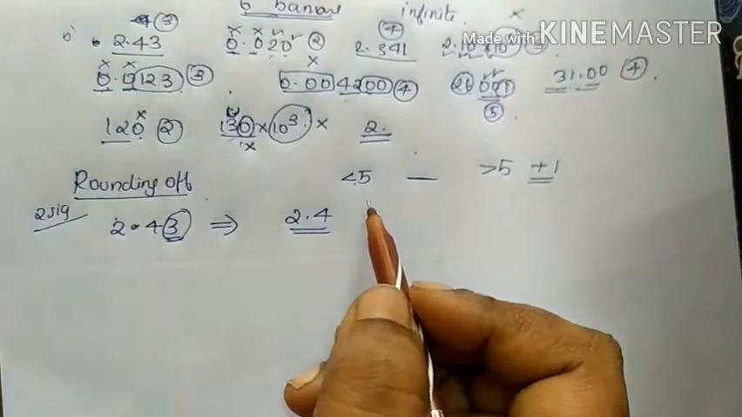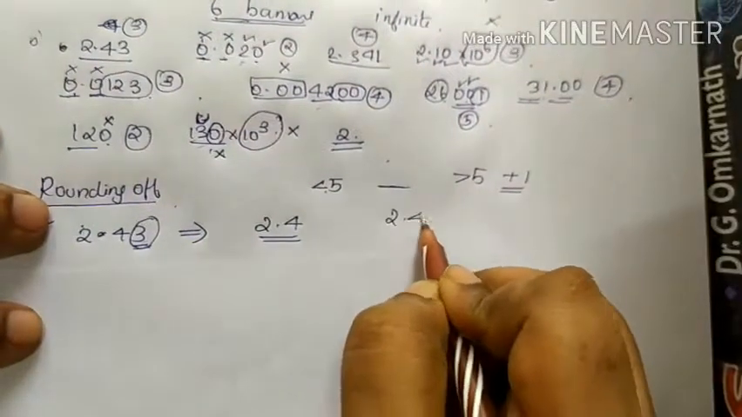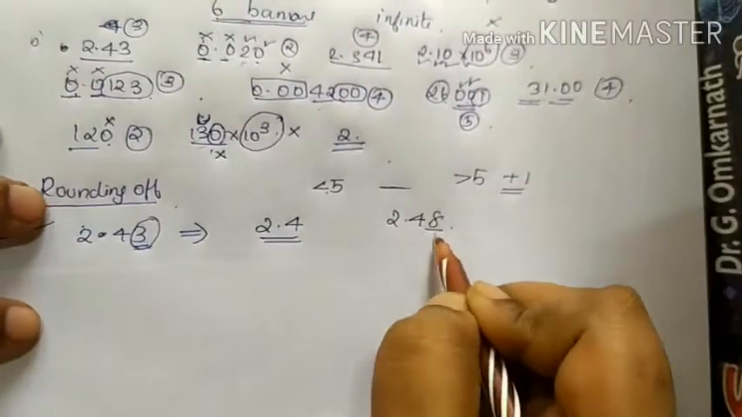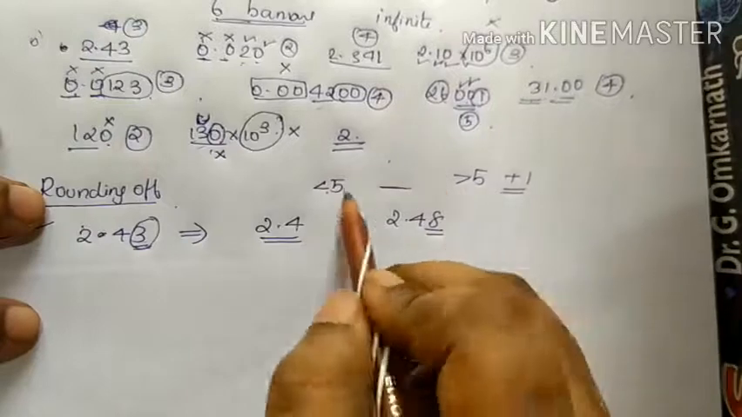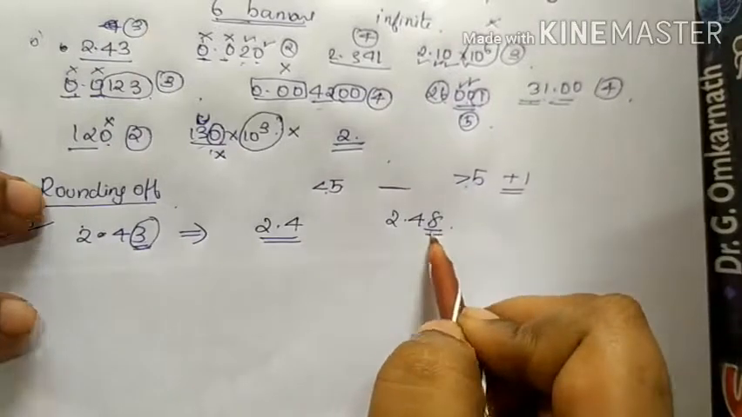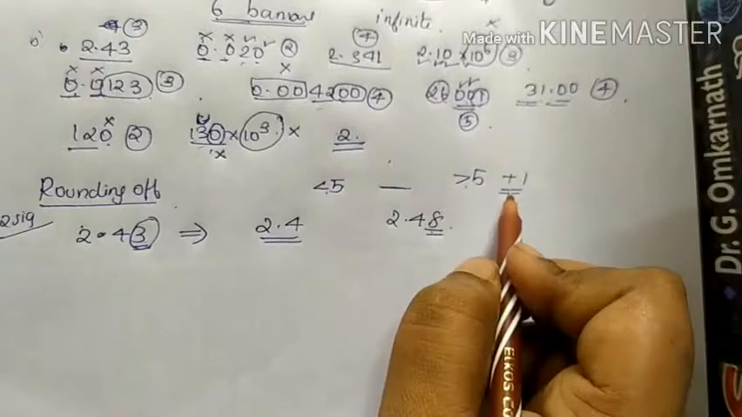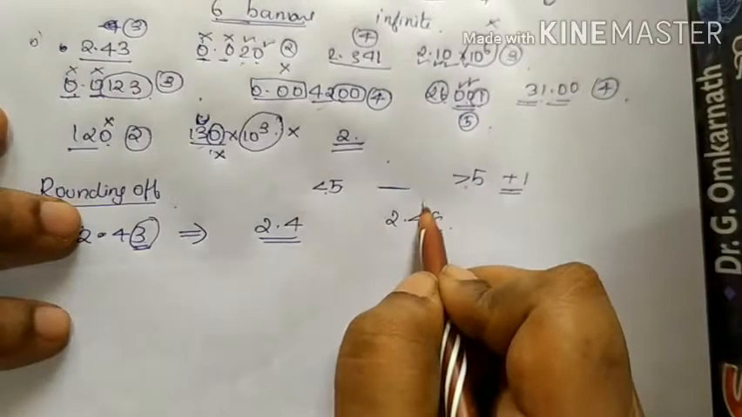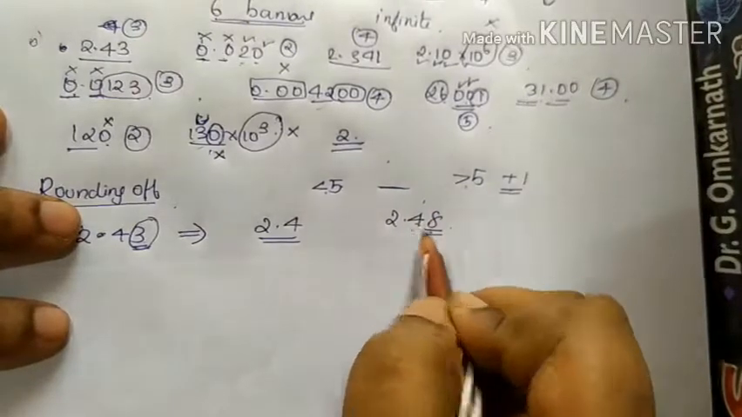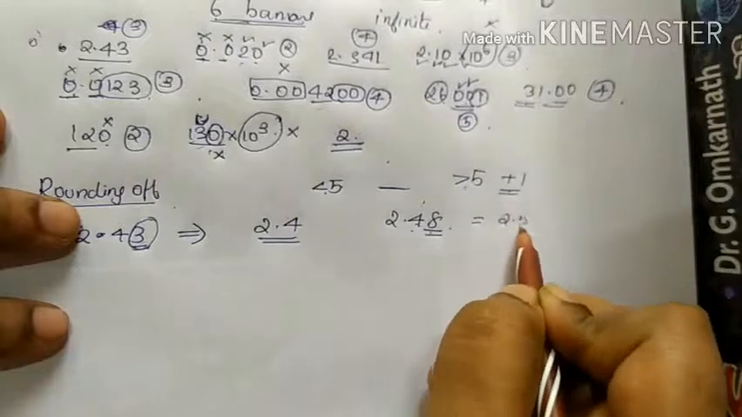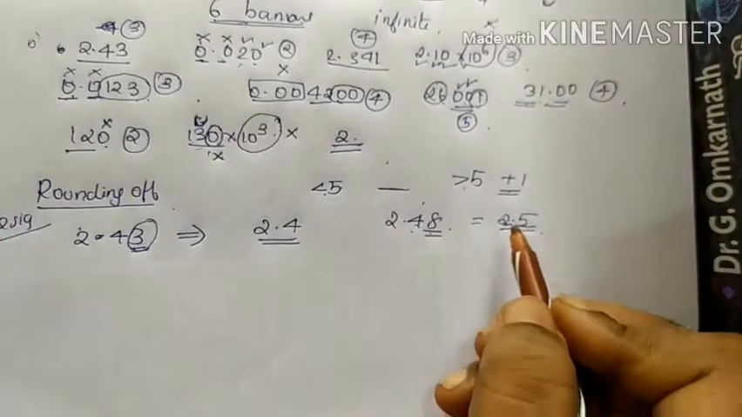Right. See, let's take another example. If this is 2.48, 8 is the last number. Is it less than 5 or greater than 5? It is greater than 5. That means you are asked to add 1 to which number? To the previous number. Add 1 to 4. So the answer will be 2.5. Right? I hope you understood.